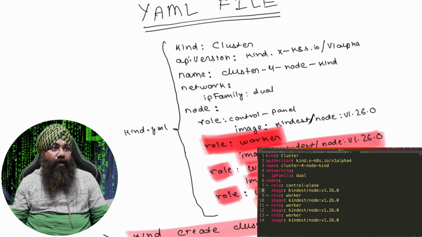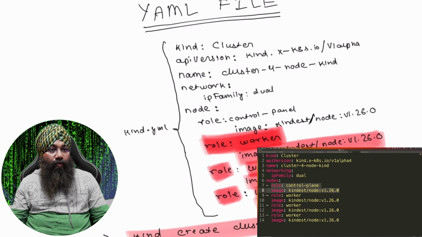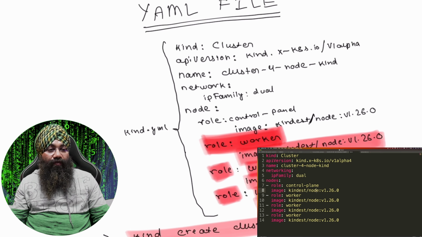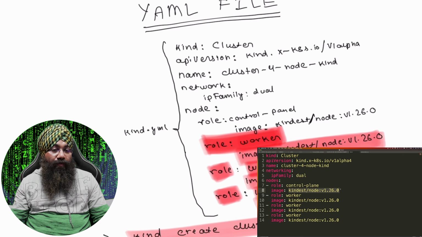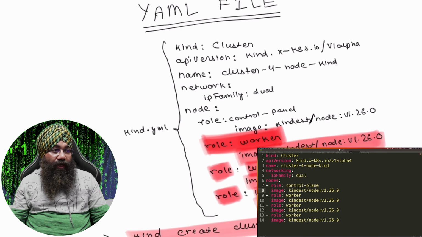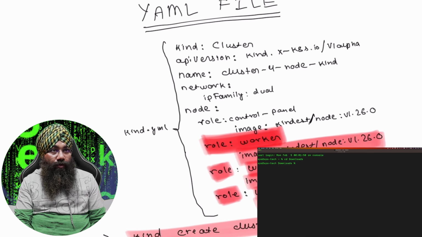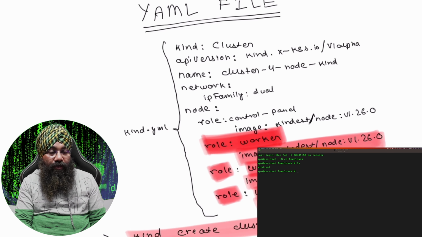So again, this is the content of the YAML file. We can see this is the name of our cluster. We have defined 1 control plane and we have defined 3 worker nodes. So all of them will install this kindest node version 1.26 from this remote location. Okay. So let's run this command now. So this file is present in our downloads folder. So we'll go there. We can see that this YAML file is present there.